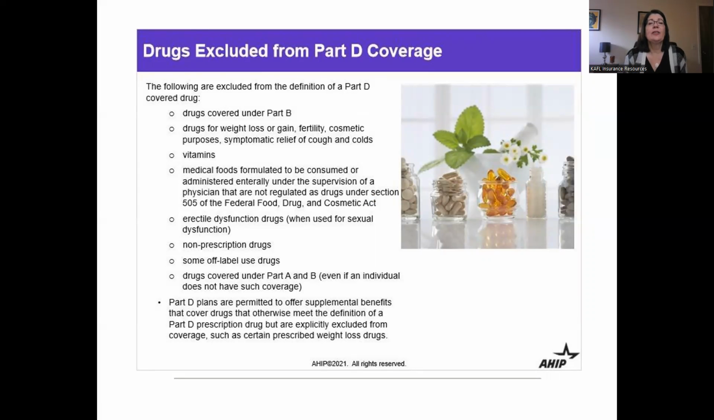And they're going to have generic and brand names. So there are some drugs that are excluded from Part D coverage, and those would be things that are already covered under B. There aren't a lot of drugs covered under B, but there are some. And this just lists other drugs that are excluded: vitamins, things that are over the counter, anything for weight loss, anything non-prescription. So these are all drugs that are not included in Part D coverage.